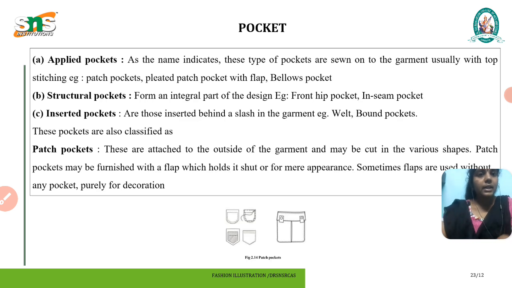Applied pocket, as the name indicates, these types of pockets are sewn onto the garment, usually with top stitching, and include patch pockets, pleated patch pockets with a flap, and bellows pockets. Structural pockets are integral parts of the design. So those are mainly applied pockets, and there are different types. An inserted pocket is a slash in the garment, and welt bound pockets are inside, not an open view, and can be inbuilt in the garments.